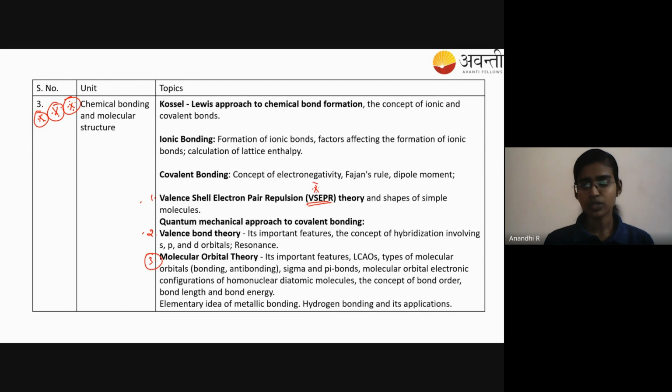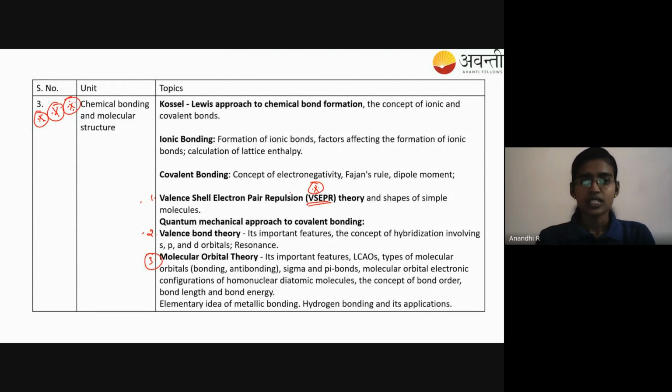And for the last 2 years, most of the questions were asked from the VSEPR theory. It is one of the easiest theories among these three. Okay. Very little concept, and it is very easy also. The questions were asked from VSEPR in 2023 and 2022 for both JEE and NEET. And we don't know about 2025, so we have to prepare for everything.